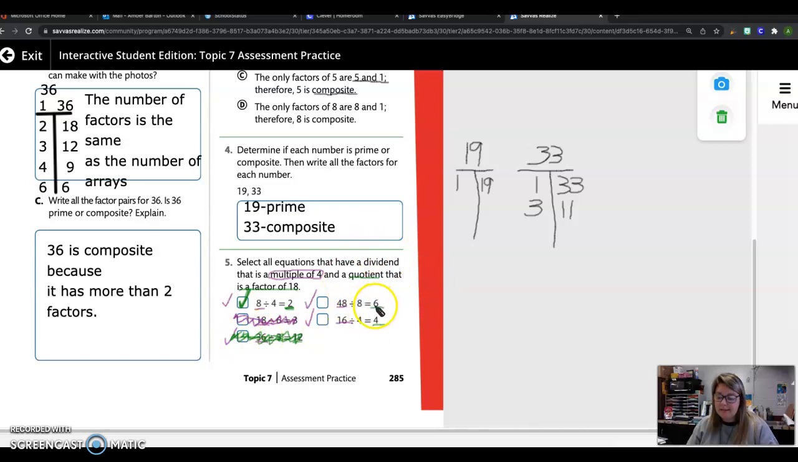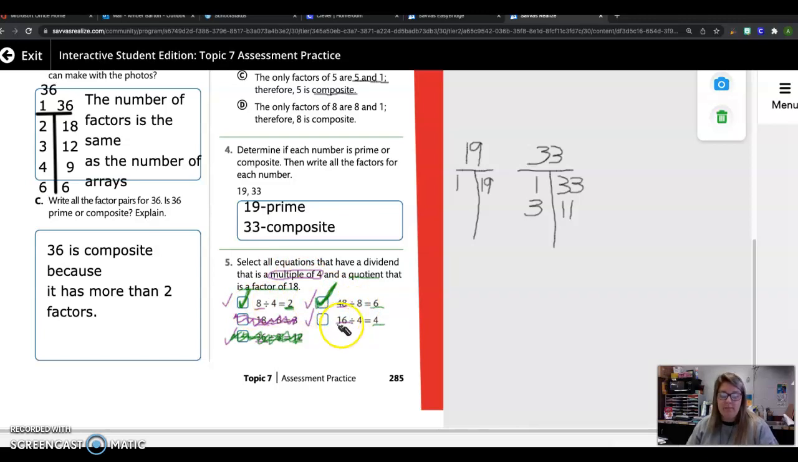Can you multiply 6 times anything to get to 18? Yes, we can. We can do 6 times 3, which means that it is a factor of 18, and it has a multiple of 6. So this equation meets both criteria.